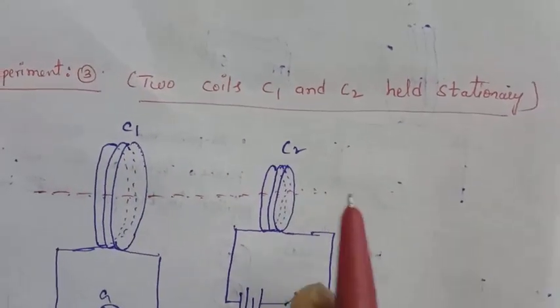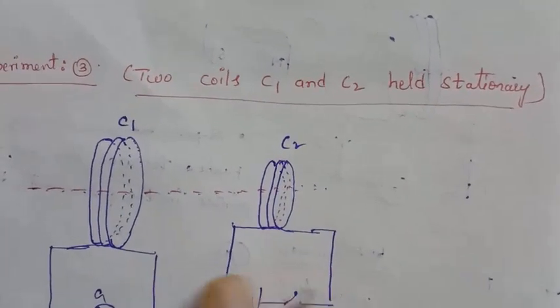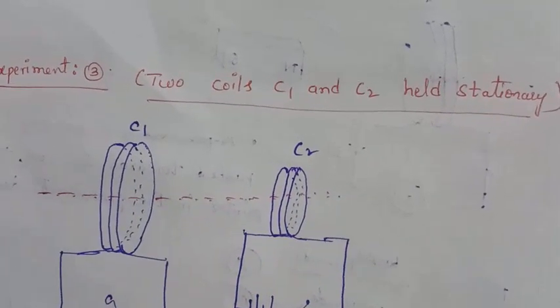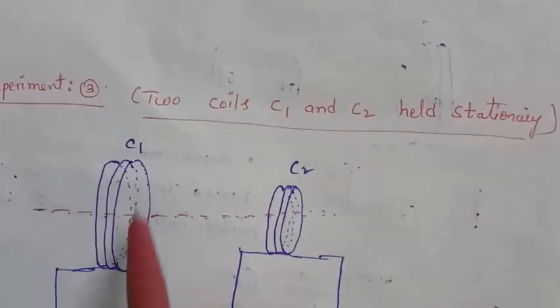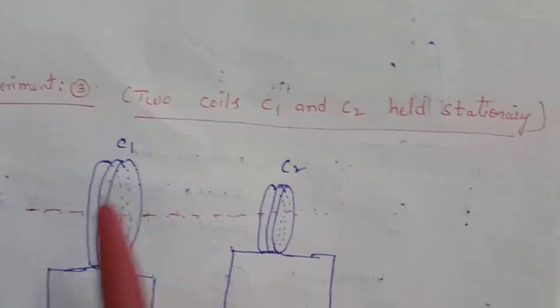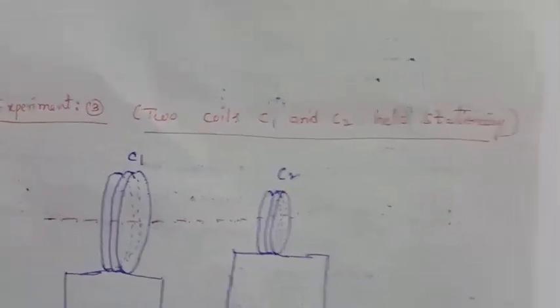Only in the case of relative motion, when it is pushed towards, do you get the deflection. Otherwise the number of magnetic lines of force is not changed, and at that time there is no deflection to observe.